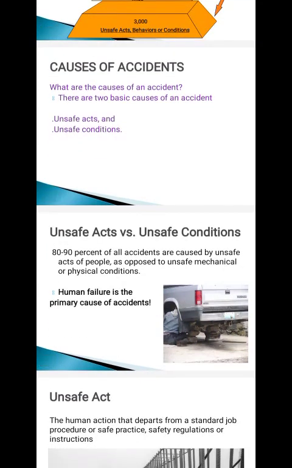Today we want to consider accidents. That is what we are going to focus on. What is an accident? And also what are the causes of accidents?